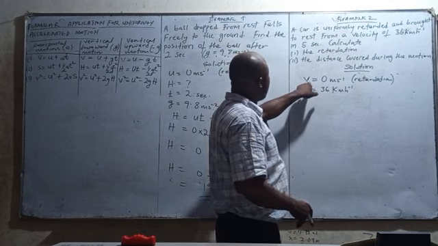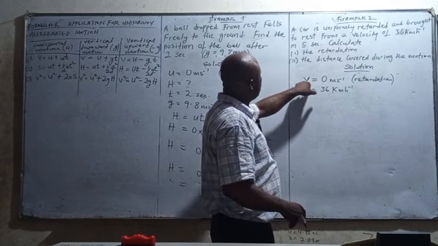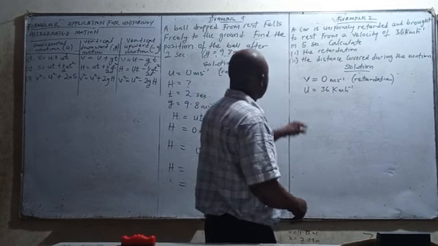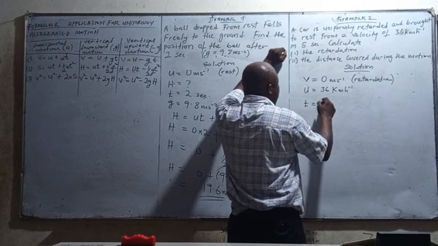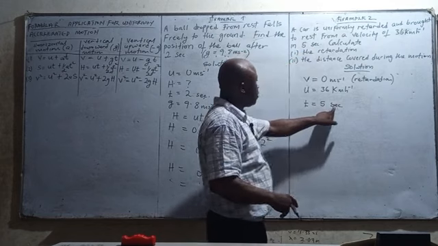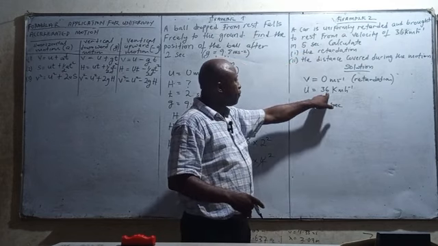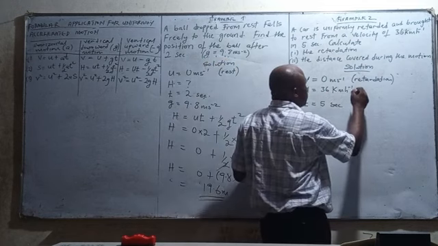Now, you see our initial velocity was what? 0 meter per second. And our time t here is what? 5 seconds. So everything is expressed in what? In SI unit. That means we are going to convert from kilometer per hour into meter per second. So how do you do that?